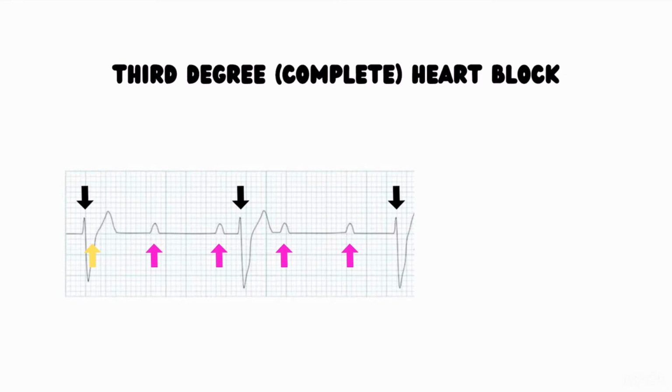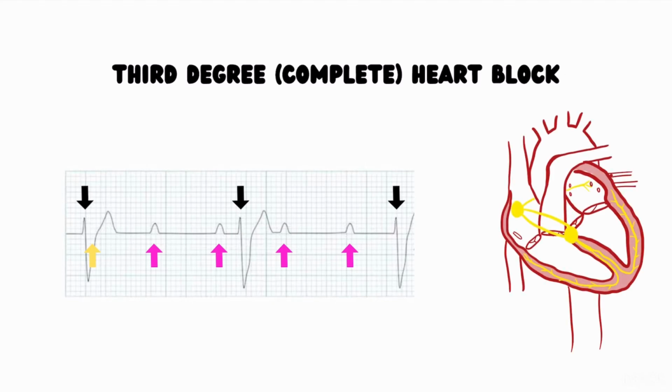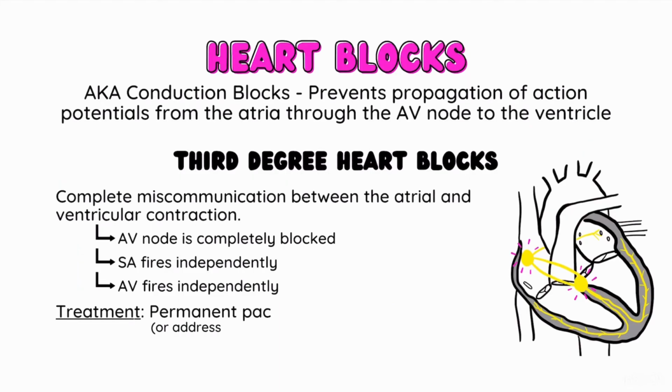Also, it is important to note that the P waves generally fire faster than the R waves because the P waves originate in the SA node and the R waves initiate in the AV node. The intrinsic rate of depolarization in the SA node is faster than in the AV node. Third-degree heart blocks always require a permanent pacemaker, unless the cause is reversible, like medication use.